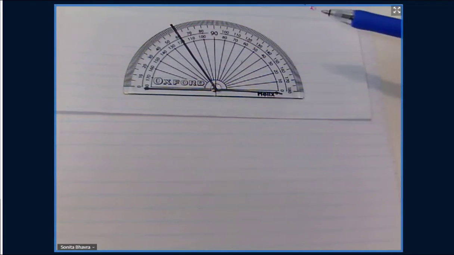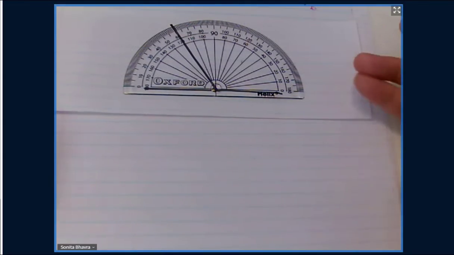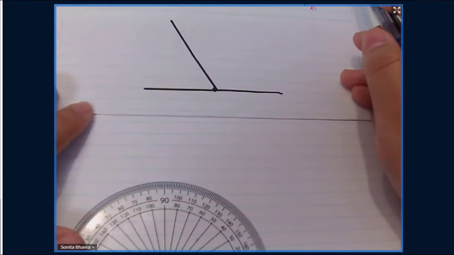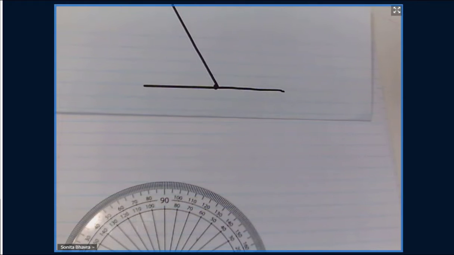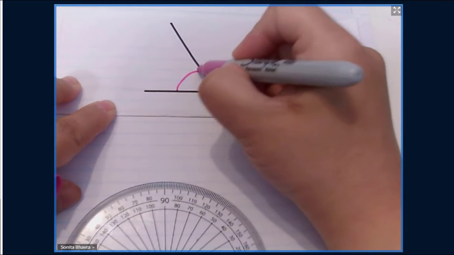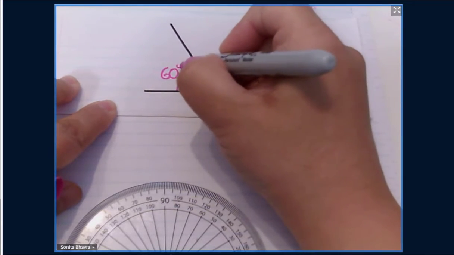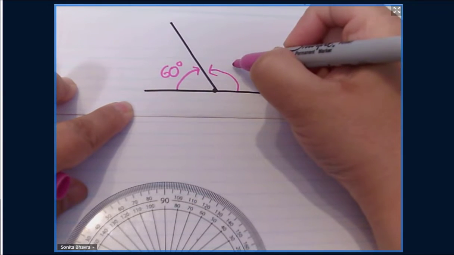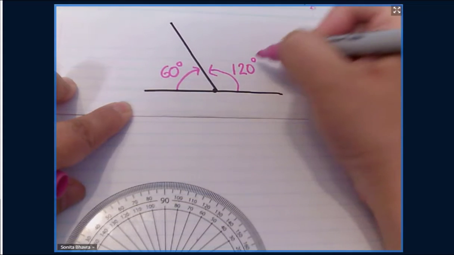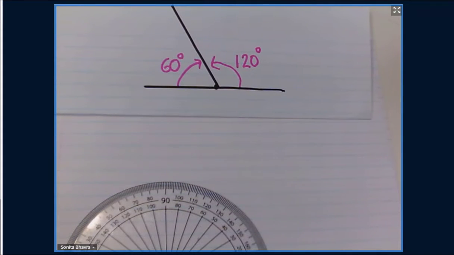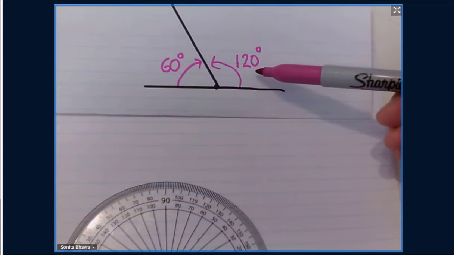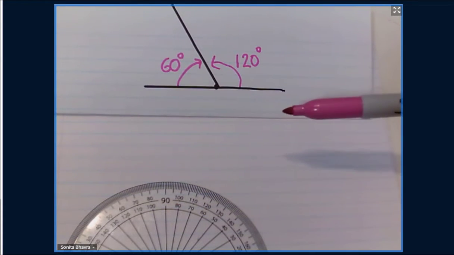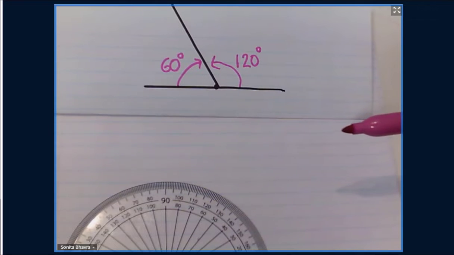Once you have your measurements, then you can take this off, and we can now put that from here to here was 60 degrees, and here to here it was 120 degrees. And because we know a straight line has to make 180 degrees, you can see that 120 plus 60 does give us 180 degrees.